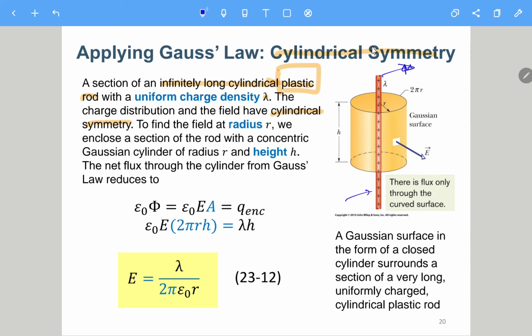outside. And suppose this is infinitely long, which means that you cannot find the end. So all the E should be perpendicular to this axis. You cannot find that this side is longer or shorter because it goes to infinity. So in this case, to find the field at radius small r, we can assume there is a Gaussian surface like this with the height small h and the radius r.